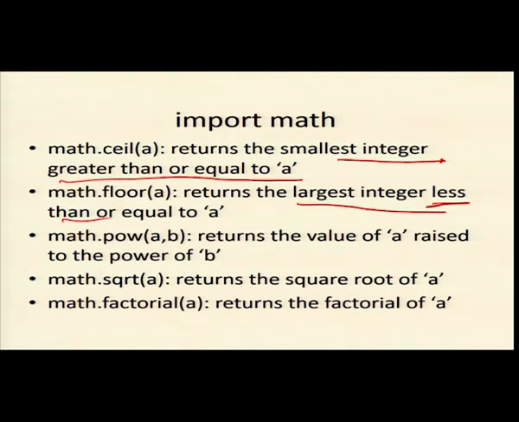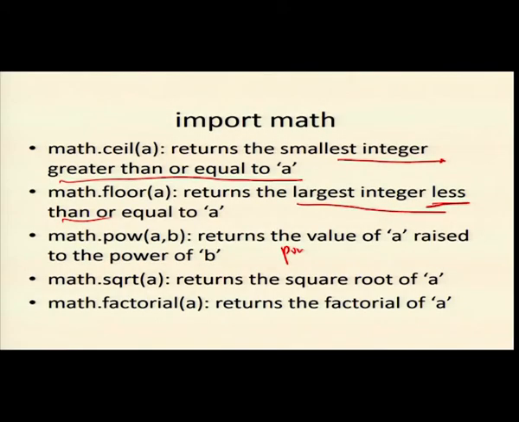Math dot pow of a comma b will return the value of a raised to the power of b. For example, if I state pow of 2 comma 3, math dot pow of 2 comma 3, it will be printing 2 cubed. It will be displaying the result as 8. Why? Because 2 power 3 is 8. Now, math dot square root sqrt of a will return the square root of a. Math dot factorial of a will return the factorial of a.